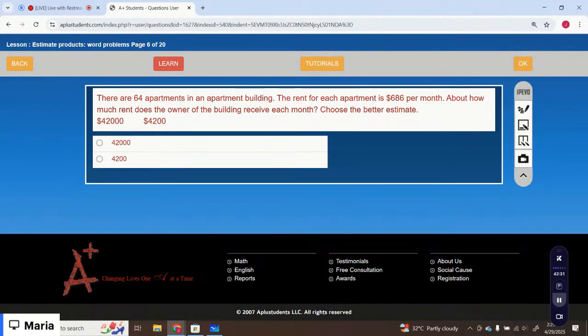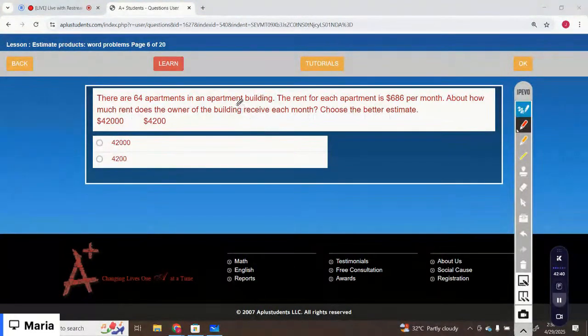There are 64 apartments in an apartment building. The rent of each apartment is 686 dollars per month. About how much rent does the owner of the building receive each month? 64 times 686. 64 is rounded to 60 and 686 is rounded to 700. So which is the correct option?